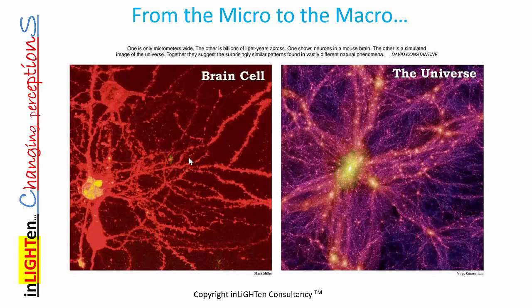What is even more interesting is this. You see two very similar pictures, one of the brain cell of a rat and the other a simulated image of the universe. The radial structure, the foundation of a mind map, is ever so evident in the micro creation as well as the macro creation.